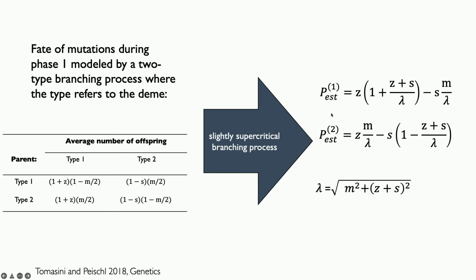Here 1 or 2 refers to the deme, and we can find that this is more or less an average over the values Z and S. Z is the selective advantage of the mutation, and S is the selective disadvantage of the mutation in the other deme. And then we have these weights that depend on the migration rate or the selection differential relative to the total strength of migration and selection together.